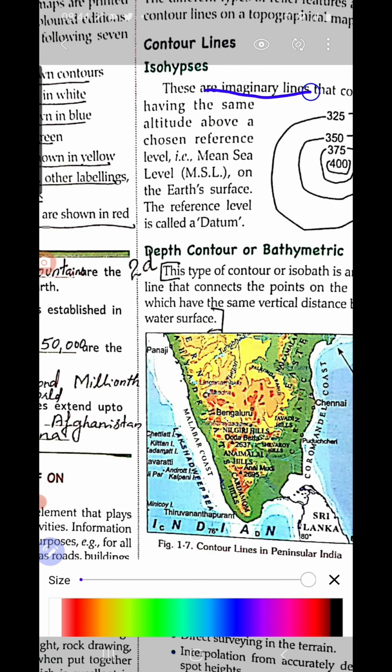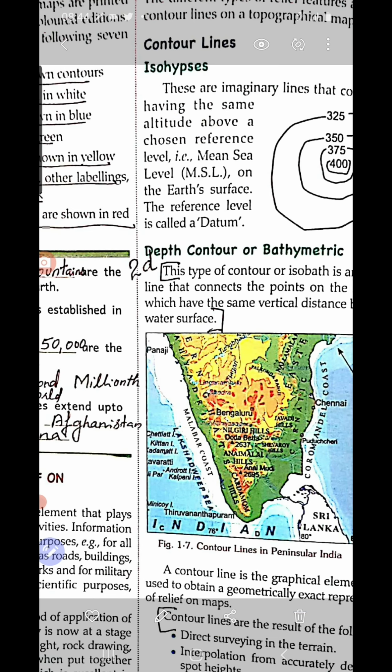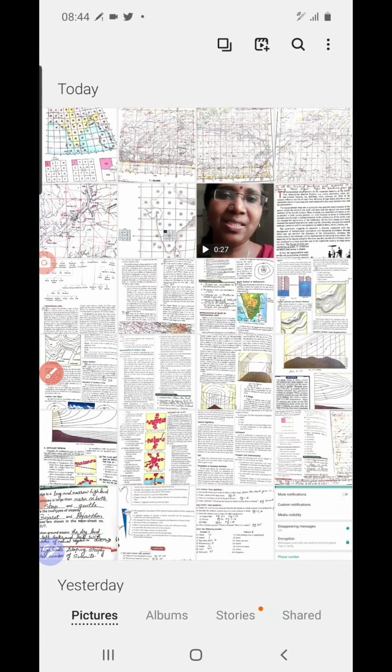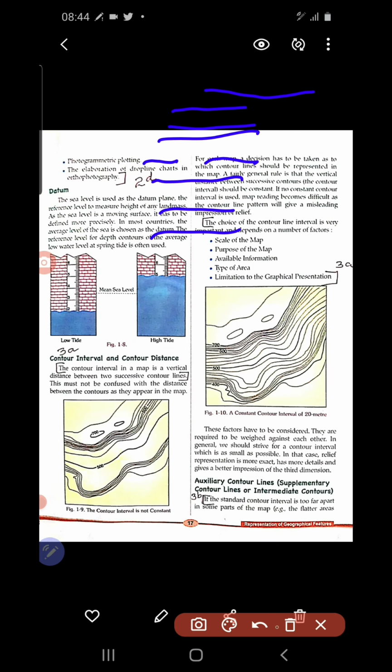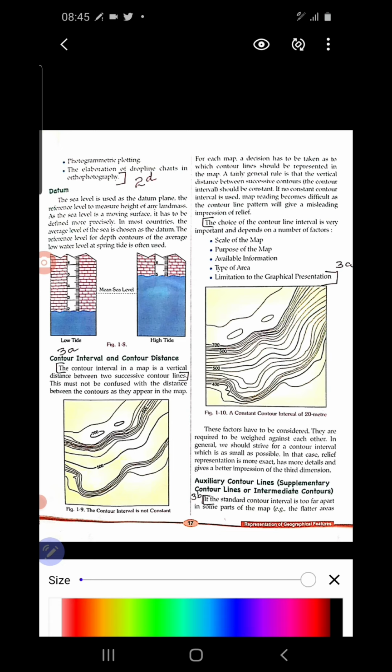These are imaginary lines having the same altitude above the chosen reference level. Which is the chosen reference level? Mean sea level. That is the chosen reference level from the earth. This reference level is called datum. Mean sea level is called datum. We already discussed datum. You see here, this is the mean sea level, so this is the datum.